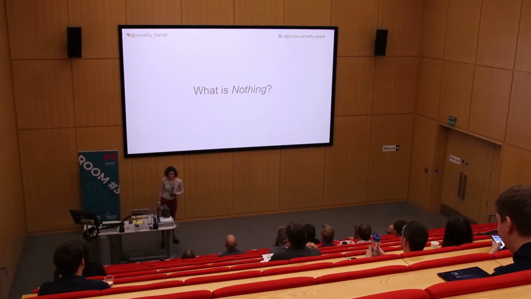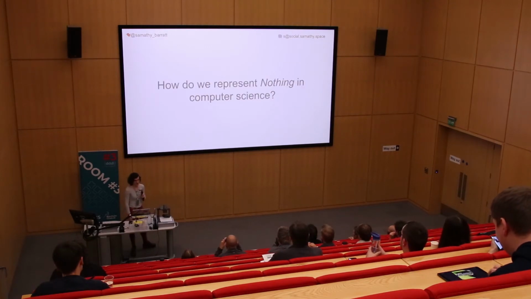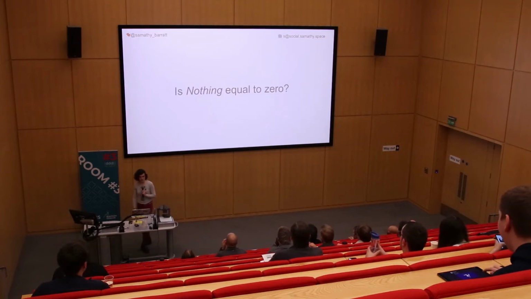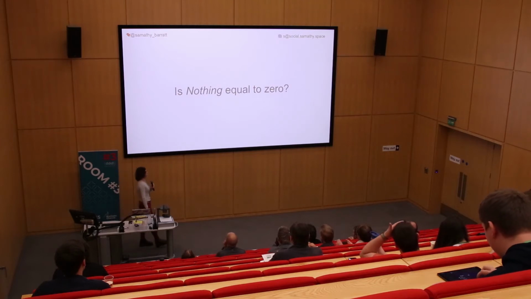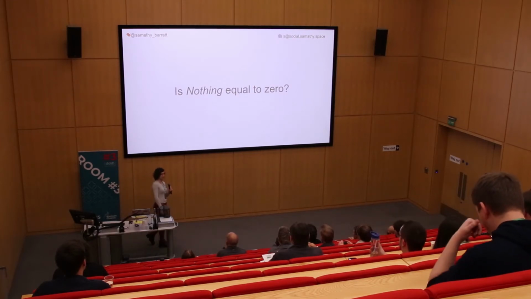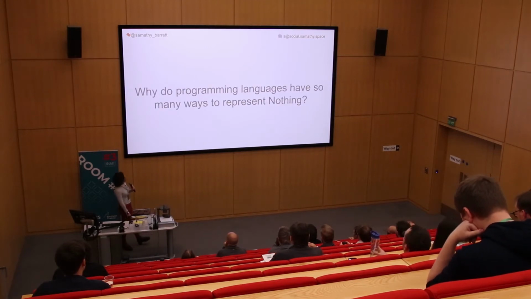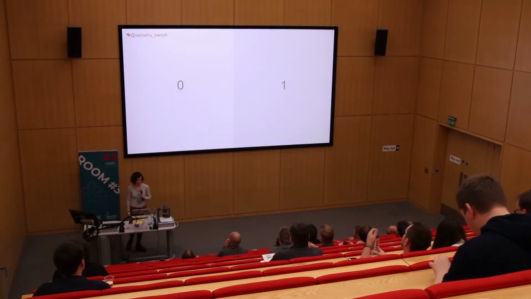What is nothing? We're going to try and answer how do we represent nothing in computer science? We're going to have a look at is nothing equal to zero? When is it equal to zero? When is it not equal to zero? Is it sometimes equal to zero? And why do programming languages have so many different ways to represent the concept of nothing across all different programming languages, in several different paradigms of programming, actually?